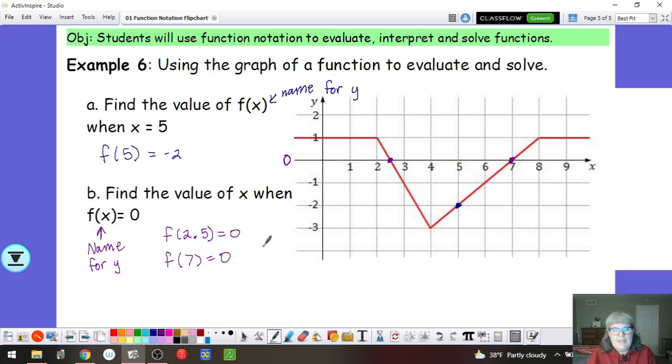So in the assignment, you're going to actually be practicing finding the values using the graph, but everything's given to you in function notation.